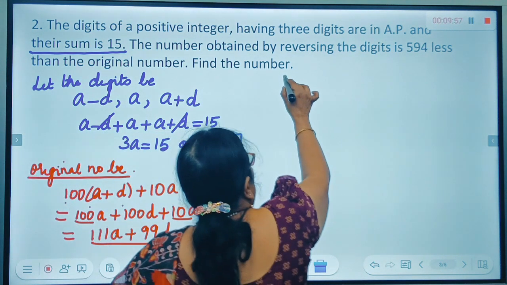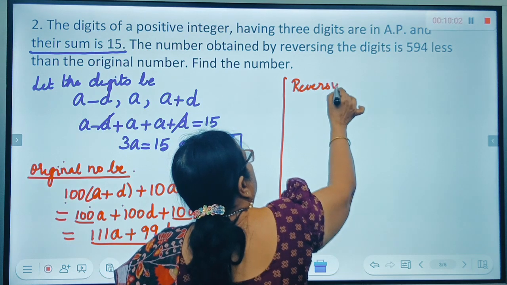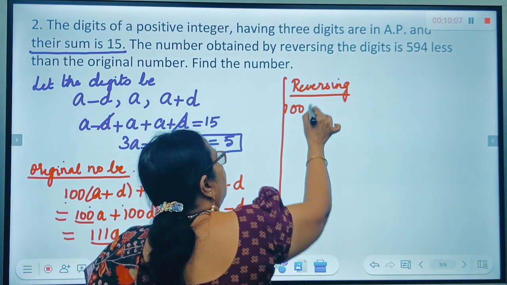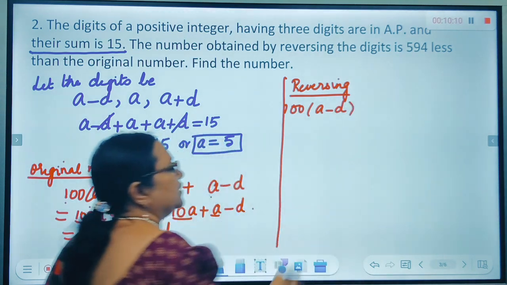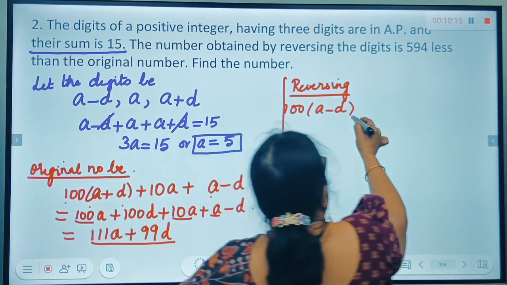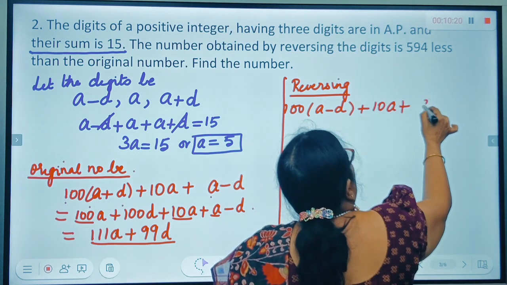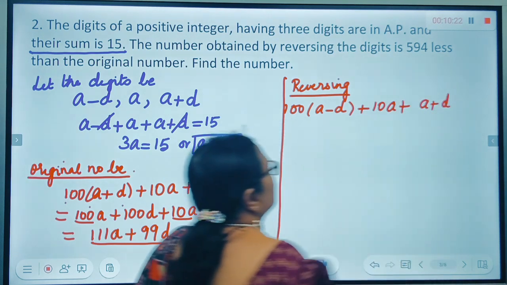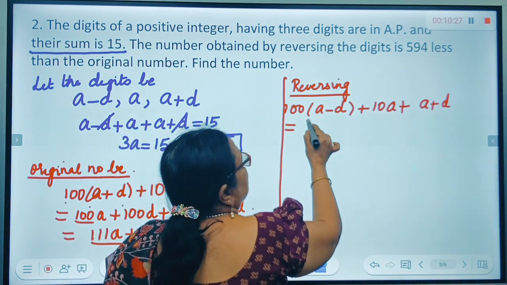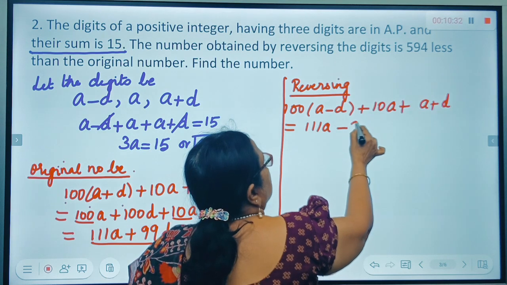Now if I reverse the number, what will happen to the number? I will have 100 into a minus d. 289, what is the reversal? 982. So like that, 100 into a minus d plus 10 into a plus d. Now this is 100a plus 10a plus a is 111a, minus 100d plus d is minus 99d.